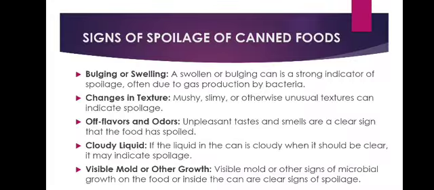Bulging or swelling refers to the bulging of the can due to gas production by the spoilage bacteria. Changes in texture refers to mushy, slimy, or unusual textures that can indicate spoilage. Off flavors and odors refer to unpleasant tastes and smells, which are clear signs of food spoilage.